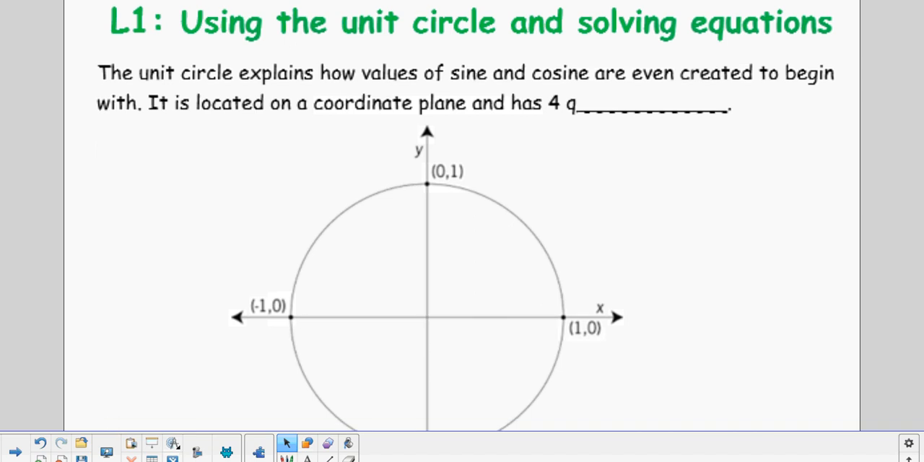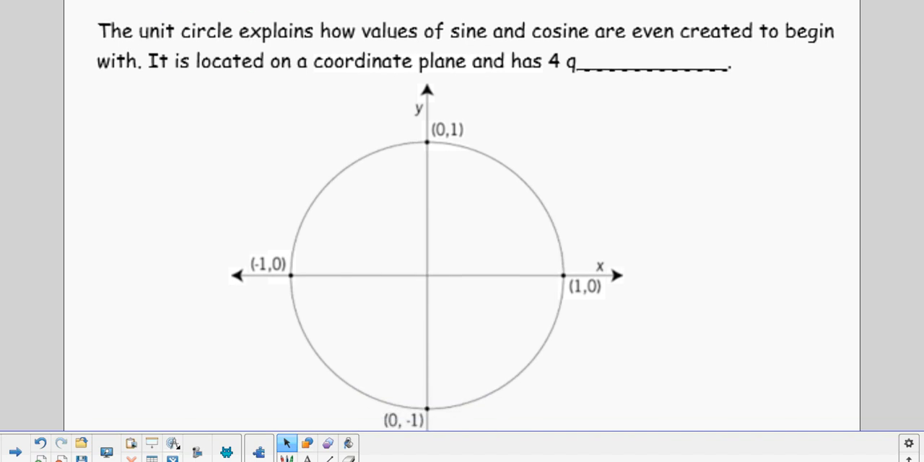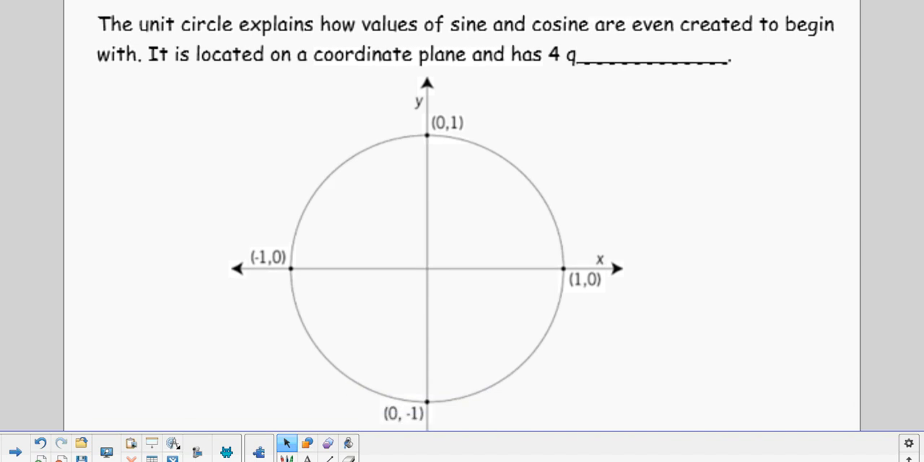Yeah, you're good. So now this is kind of going back to the fundamentals of the unit circle. Where's my L1? Here it is. Okay, cool. You already have this. Okay, the unit circle explains how values of sine and cosine are even created to begin with. It is located on a coordinate plane and it has 4 quadrants. Good. Quadrants. Good. And now let's mark them in.